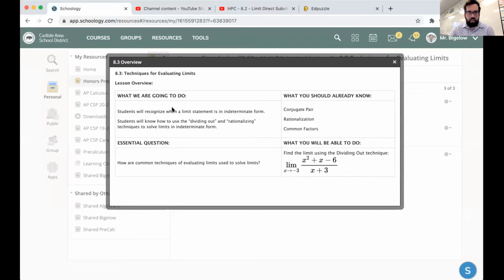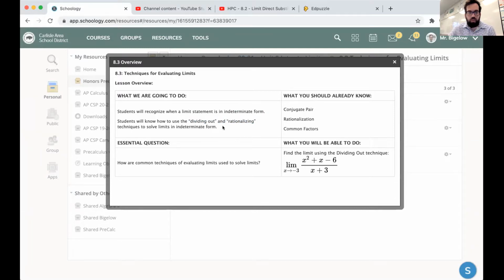You're going to be able to recognize when a limit statement is in indeterminate form. And indeterminate form means that our direct substitution method of evaluating a limit that we learned last lesson won't work. So unfortunately, that means we have a little bit more work to do, and we will learn how to use the dividing out and the rationalizing techniques to solve limits in indeterminate form.